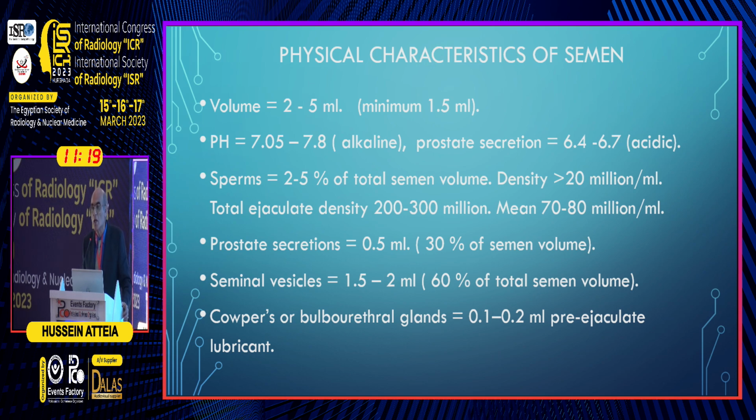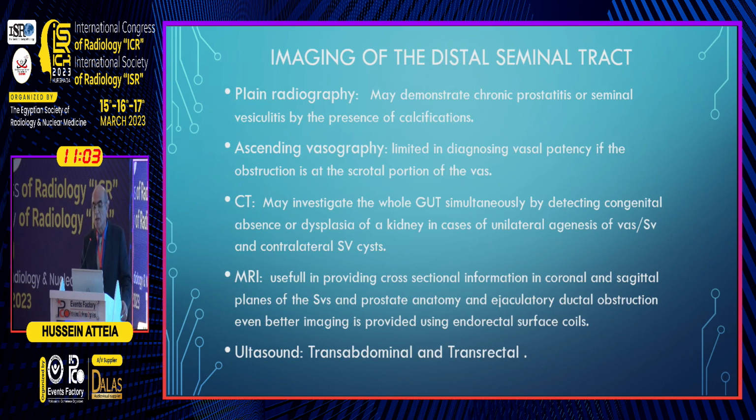Prostatic secretions, 0.5 milliliter, contribute 30% of semen volume. Seminal vesicles, 1.5 to 2 milliliters, are 60% of total semen volume. The Cowper and bulbourethral glands secrete lubricants, or pre-ejaculate, only 0.1 to 0.2 milliliters. Now, imaging of the distal sperm transport system, or the seminal tract: we could use plain radiography to see calcifications of the prostate and seminal vesicles.